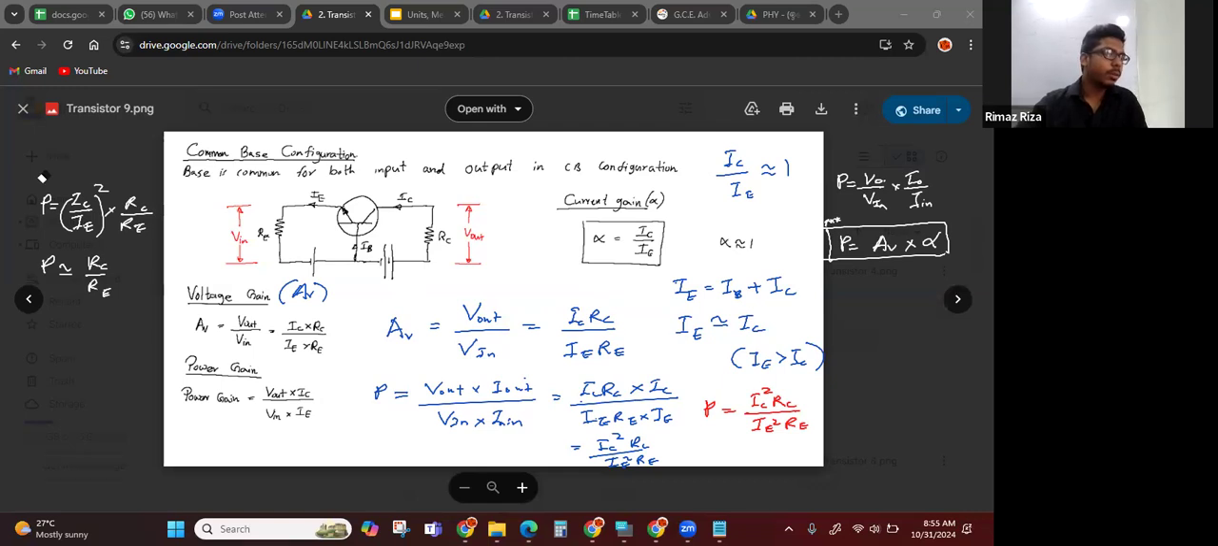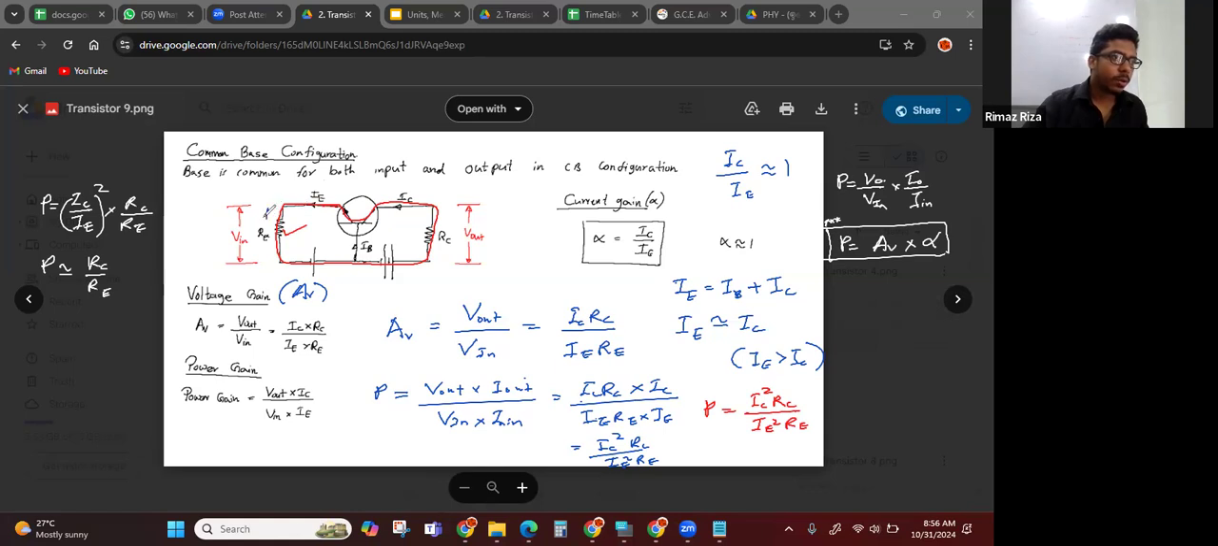For that, what you can do is simply this: this is the input and this is the output. Then you have to draw a closed path connecting the input and output. So I can draw this closed path, connecting the input signal and output signal. And in this closed path, you have to check the direction of the currents.